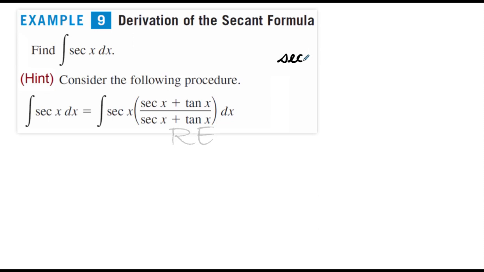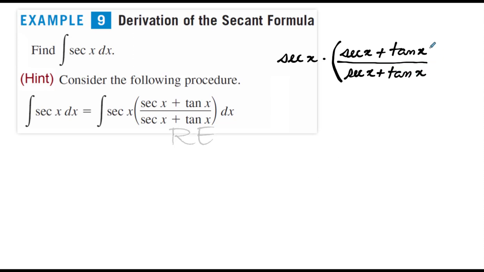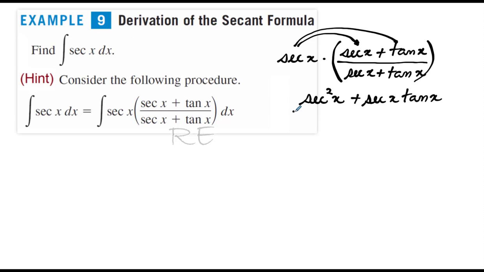How to find the integral of secant x dx? Well, the trick is to use secant x plus tan x over secant x plus tan x and multiply it by secant x to discover the formula. Keep in mind that secant x plus tan x over secant x plus tan x is equal to 1. Secant x times secant x is secant squared x. Secant x times tan x is secant x tan x, divided by secant x plus tan x.